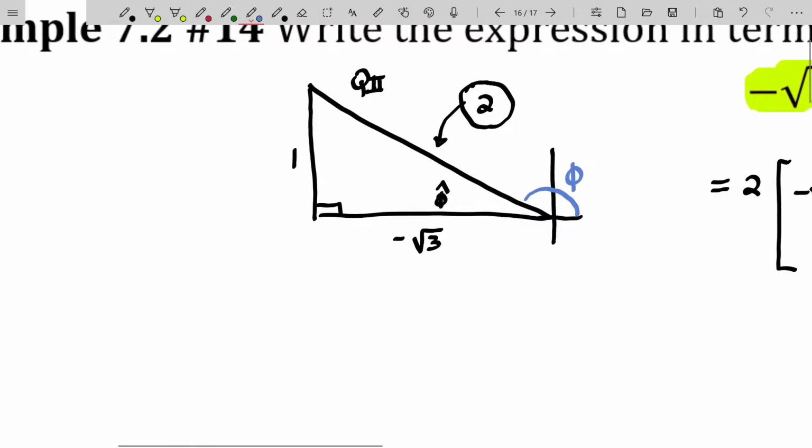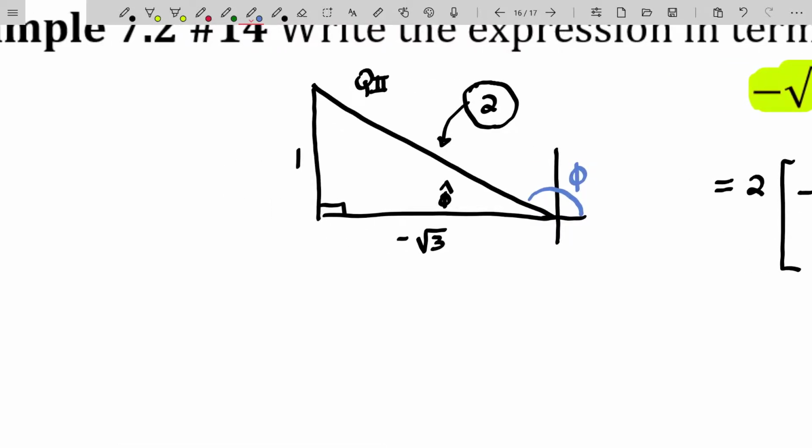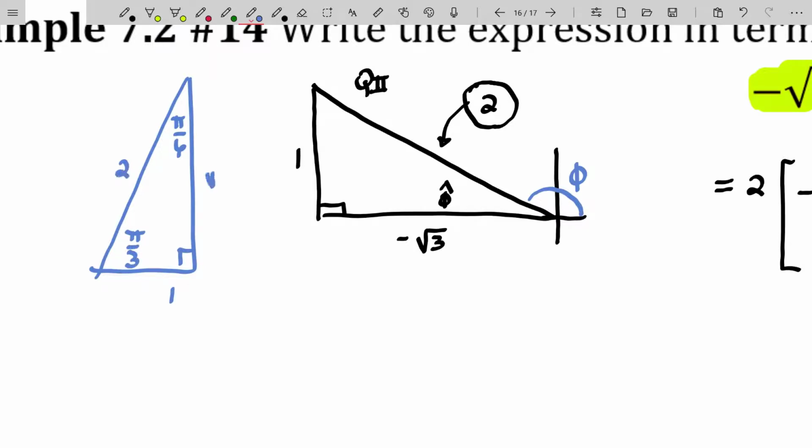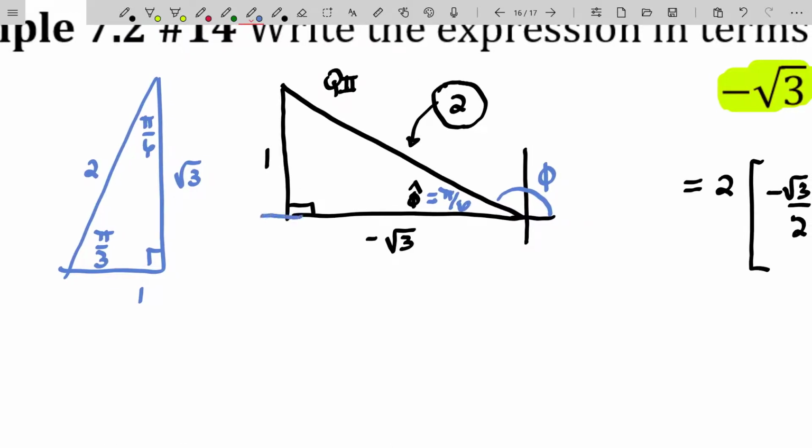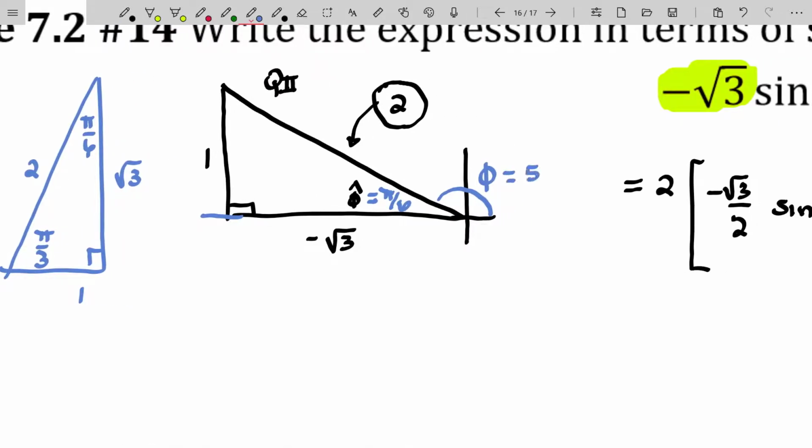Well, this is a special triangle, isn't it? 1, 2, root 3. If I drew out a 1, 2, root 3 triangle, pi over 6, pi over 3, right angle, you could easily see that phi hat, the reference angle, must be pi over 6. That's our reference angle. And if our reference angle is pi over 6, the actual angle must be 5 pi over 6, because we're in quadrant 2 with a reference angle of pi over 6.